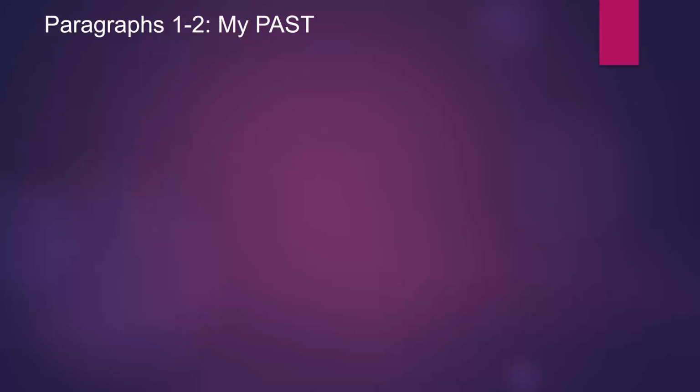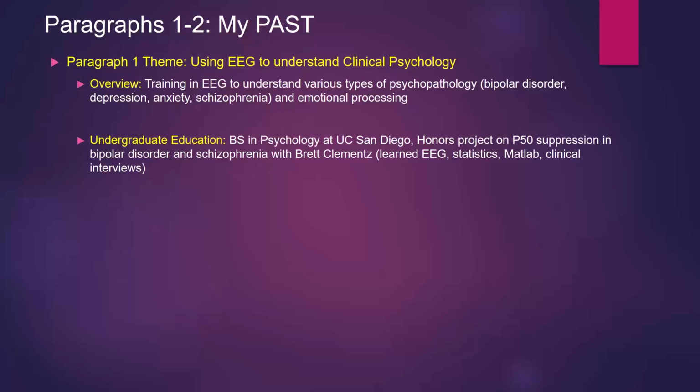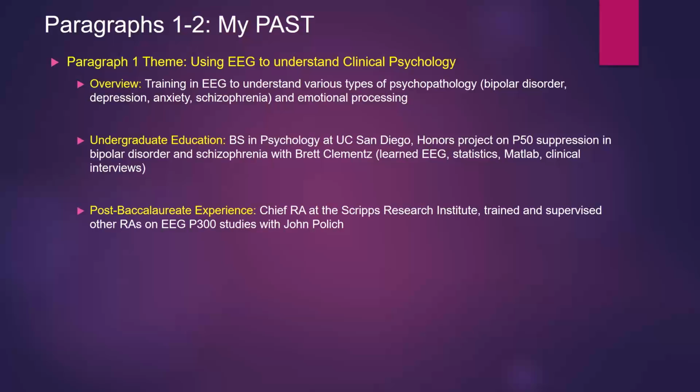So let's cover an example of my past. My paragraph 1 theme might be using EEG to understand clinical psychology. So I have training in EEG to understand various types of psychopathology: bipolar disorder, depression, anxiety, and schizophrenia, and emotional processing. So that was my undergrad and grad school years. For my undergrad education, I got a BS in psychology at UC San Diego, and I did an honors project on P50 suppression and bipolar disorder and schizophrenia with Brett Clements. So I learned EEG, statistics, MATLAB, and clinical interviewing in that position.